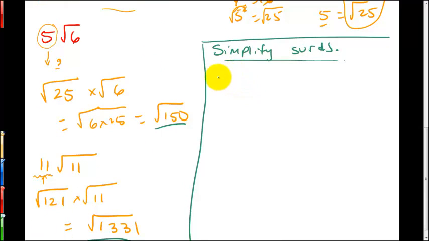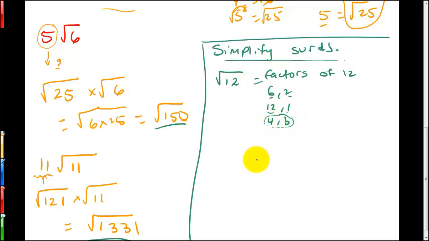So let me take an example. Let's go with root 12. The way you want to do it is think of the factors of 12. You might go, okay, there's 6 and 2, there's 12 and 1, and there's 4 and 3. But 6 and 2 is not going to help us because the square root of 6 and the square root of 2 is not going to give us anything important. Likewise for 12 and 1. However, 4 and 3 can give us some vital information. The square root of 4 can simplify to a 2. And that's what we actually want with surds. We want to simplify them.